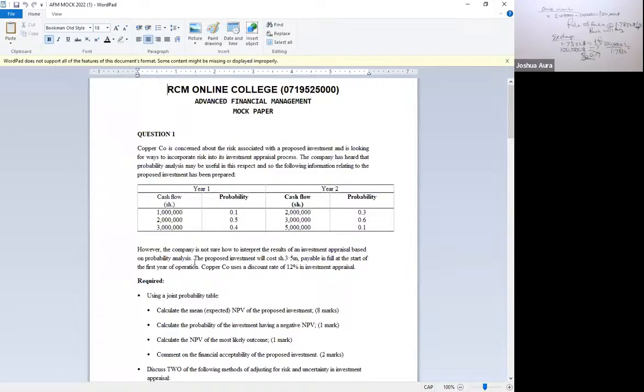However, the company is not sure how to interpret the results of an investment appraisal based on probability analysis. The proposed investment will cost Kenya shillings 3.5 million, payable in full at the start of the first year of operation. That is the initial outlay. Copper Company uses a discount rate of 12% in investment appraisal. Using a joint probability table, calculate the mean expected NPV of the proposed investment.